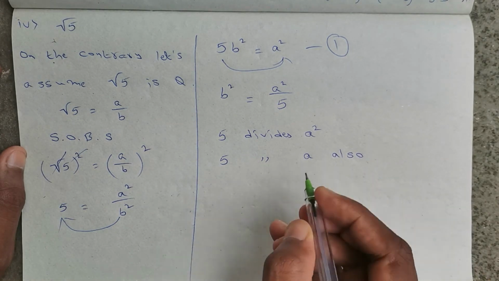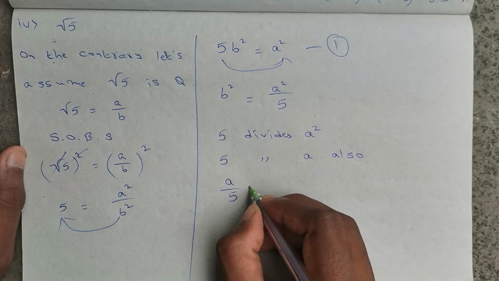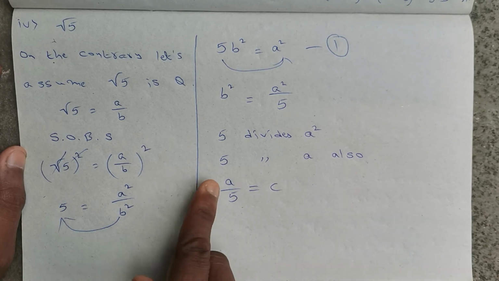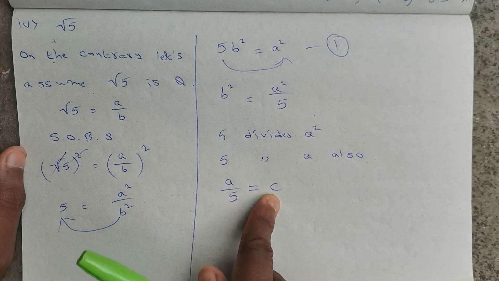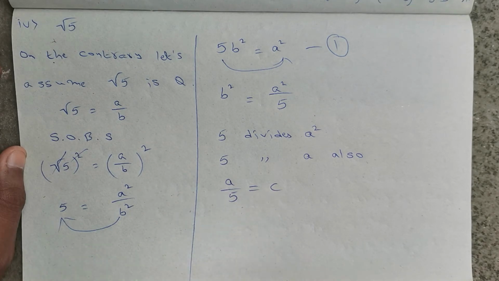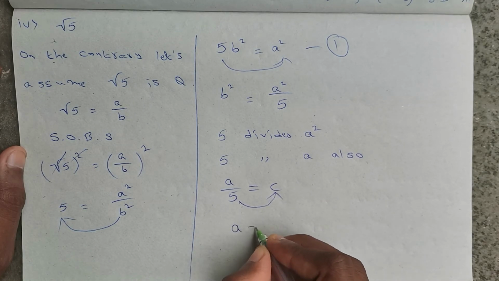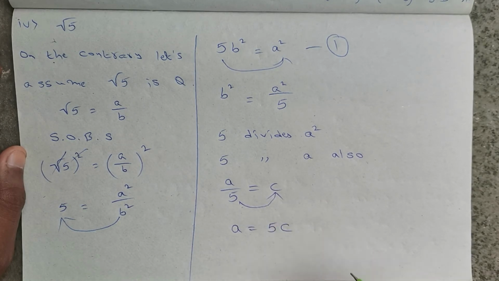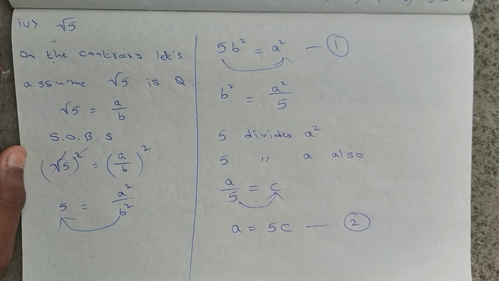This 5 divides a, so it can be written as a divided by 5 with some constant c, because 5 dividing a means some quotient will come, and that quotient I am representing with c. Now this 5 I will take to the right side, so we get a is equal to 5 into c. This is the second equation.